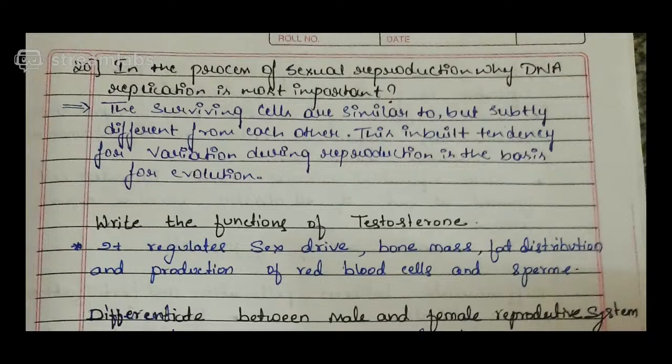DNA is the genetic material, and DNA is so important to bring stability among the organisms. If there is no DNA replication, if there is no DNA, definitely the genetic material doesn't transfer from one organism to another organism, and we won't look similar.